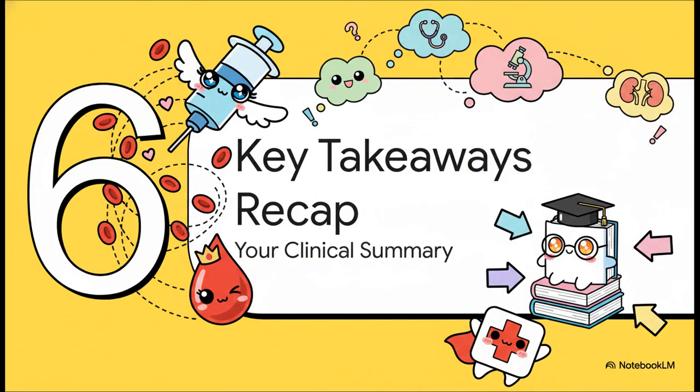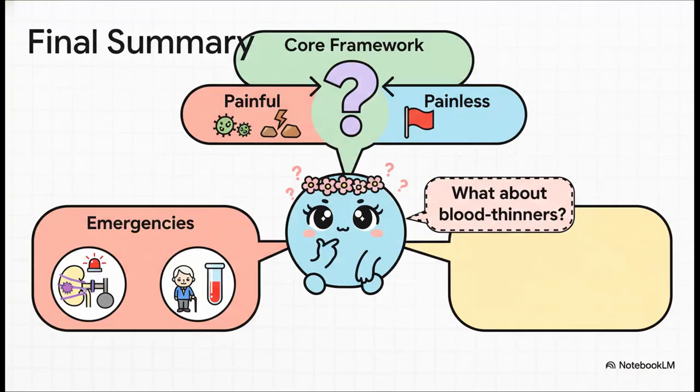All right, we have covered a ton of information. Let's take a second to just boil it all down to the key need-to-know messages that you can take away from this. So let's recap. If there's one thing you take away, it's the framework. Always start by asking, is it painful or painless? If it's painful, you're thinking infection, and you're thinking stones. If it's painless, especially if it's visible in an older person, your number one concern has to be malignancy. And remember our 2 absolute emergencies: an infected, blocked kidney, and that new case of painless visible blood.